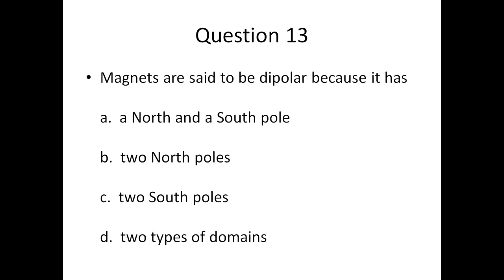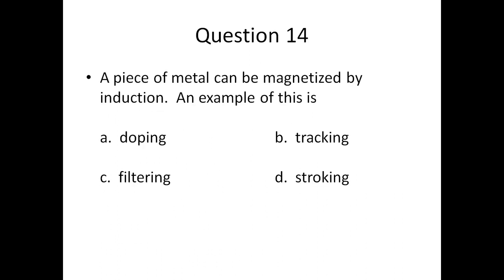Question 13. Magnets are said to be dipolar because it has A. a north and a south pole, B. two north poles, C. two south poles, D. two types of domains.